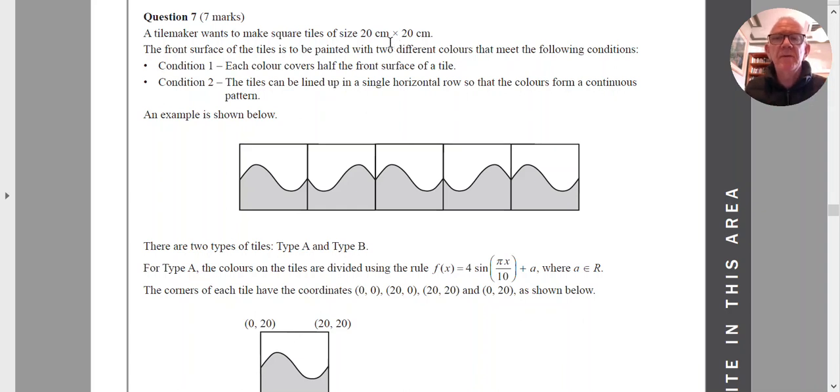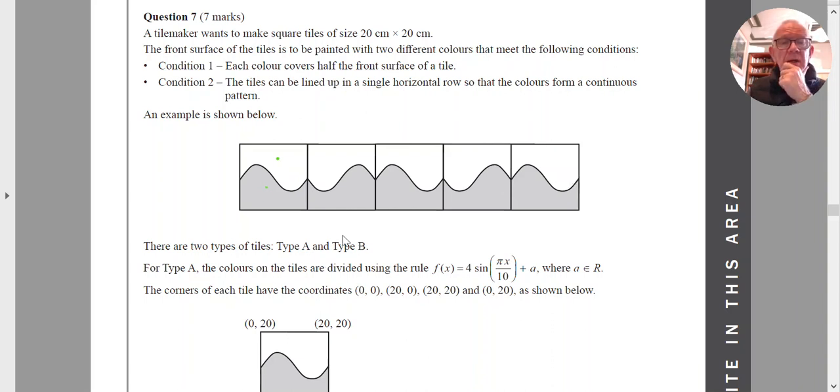Okay, question number 7 in the 2022 exam 1. A tile maker wants to make a square tile 20 centimetres by 20 centimetres. The tile surface is to be painted with 2 different colours that meet the following conditions. So that area is half and that area is half. When they join up in a single horizontal row, the colours form a continuous pattern. So we have this continuity occurring when we join them all up.